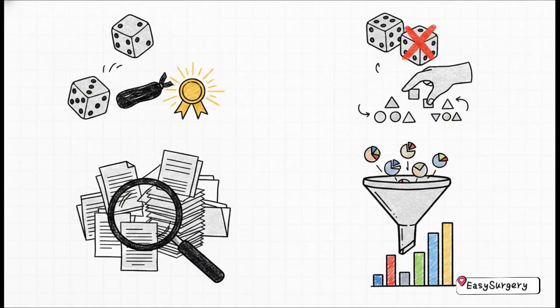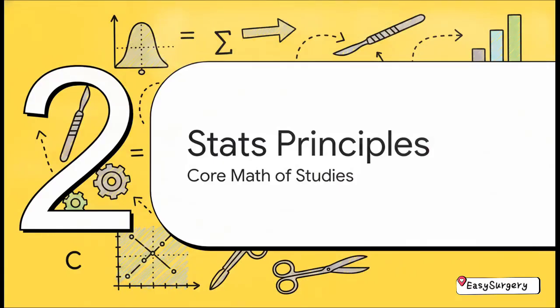Now, how do we appraise mountains of these studies? You've got to know the strict difference here. A systematic review is a qualitative literature review trying to find consensus. A meta-analysis is a quantitative, pooled statistical analysis of those results. Moving right along to Section 2, Basic Statistical Principles.